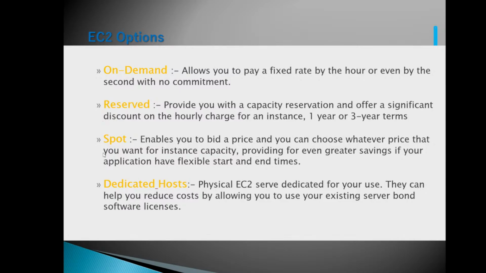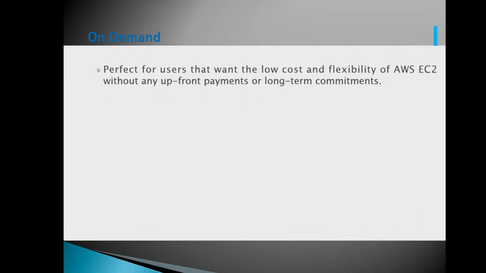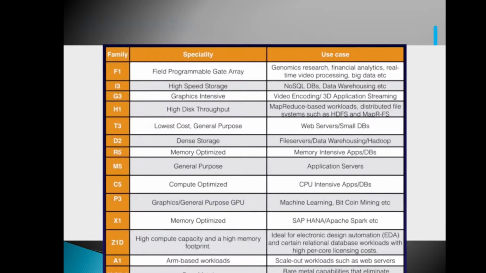So this is what we have learned till now. In the last session we covered all these things. Today we are going to start with the types of EC2 machines. So what are the types of EC2 machines?